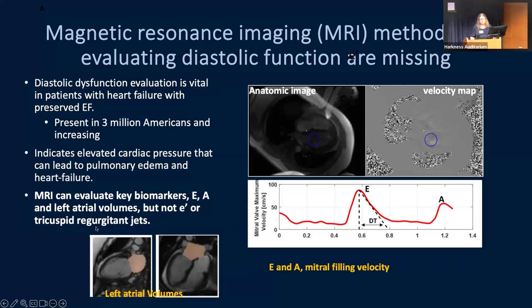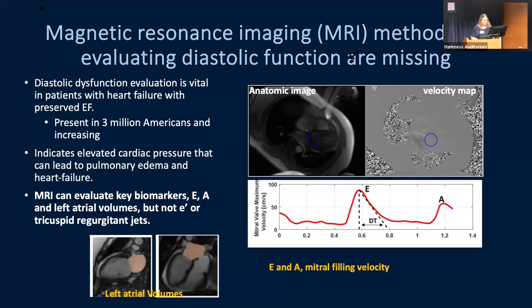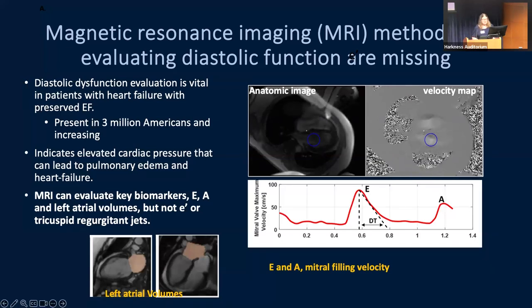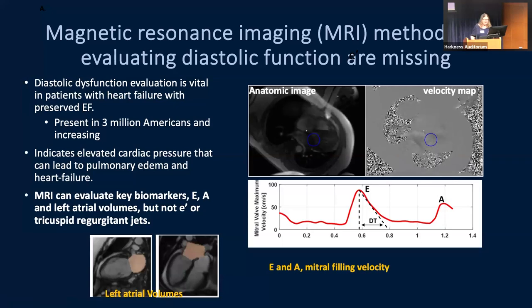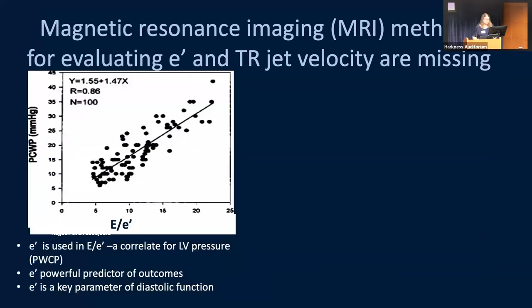And we can also measure, with many techniques, E and A velocity. So this shows a phase contrast image. You can see the anatomic image and the velocity map. And the velocity map gives you measurement of velocity throughout the cardiac cycle in the left ventricle. And you can see the filling velocities, which are E and A, in early and late diastole, change with elevated pressure. So it's an important biomarker of elevated pressure. Magnetic resonance methods cannot really measure E prime or tricuspid regurgitant jet velocity.